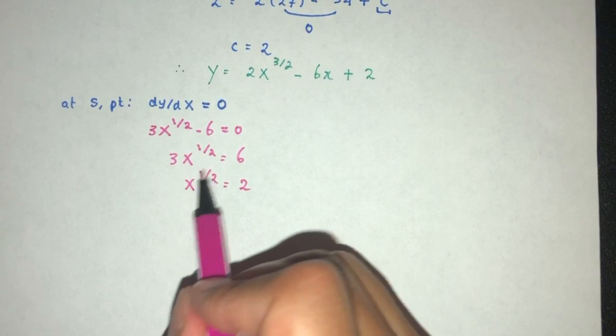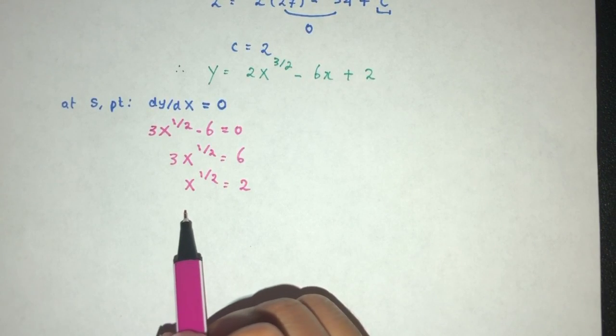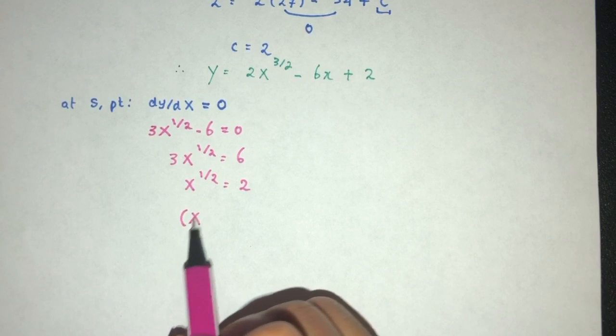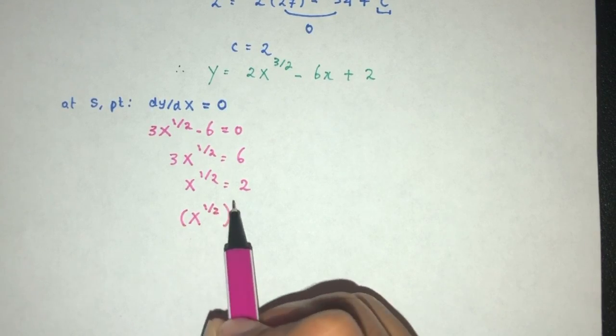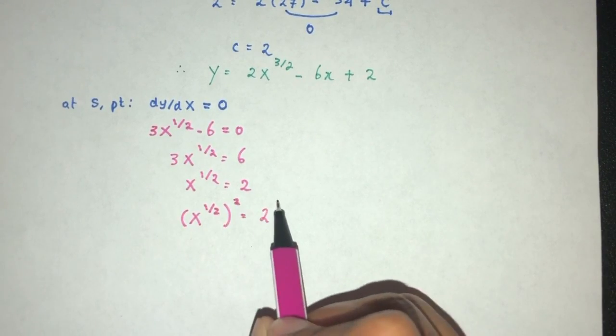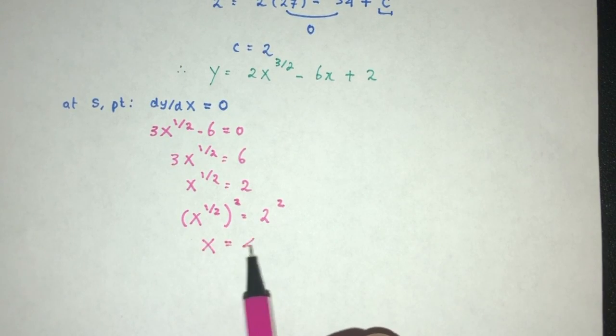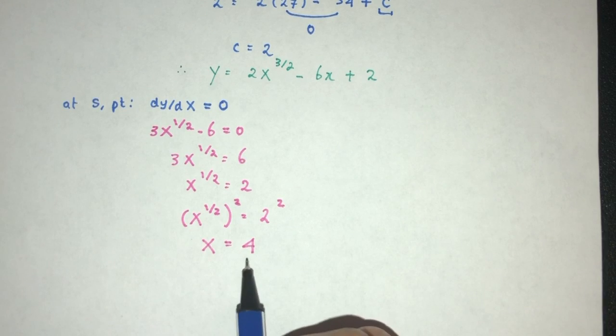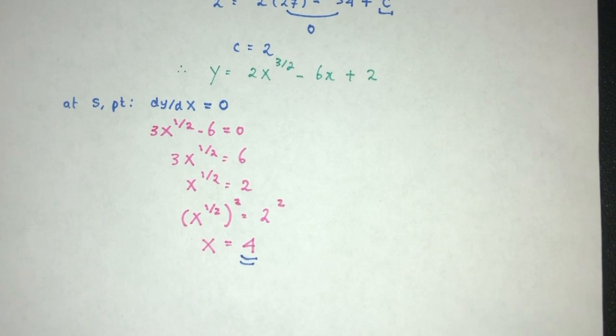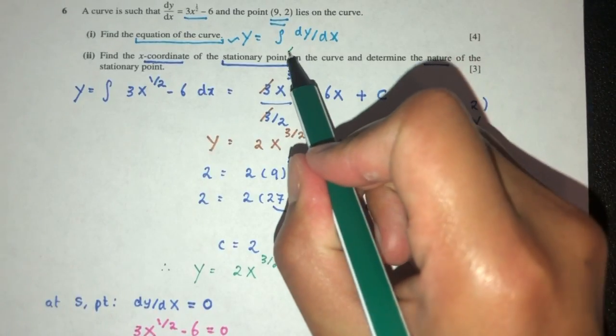And finally, for us to make this become x, we have to apply square on both sides. For example, here we have this, right? If you apply square here, this will cancel out. You have x is equal to the value of 4. So that will be your x value. Now, this is part 1 done.